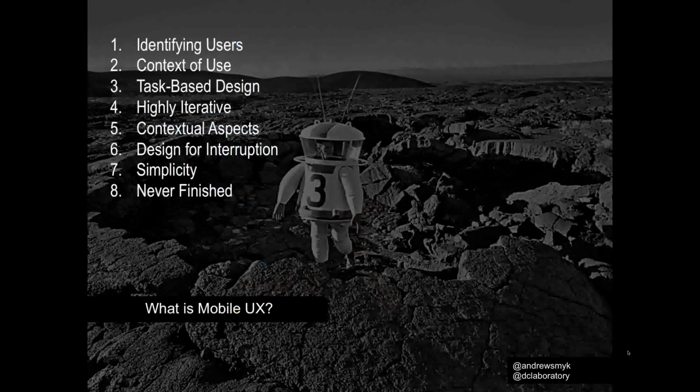So part of what mobile UX is: we need to identify who the users are, whether we're building something for web or native. We have to understand the context of use, and we have to start thinking in task-based design. So it's not just presenting information. How are the users going to access that information, and what tasks do we want them to perform within the form factor of the device? It's highly iterative, so we constantly need to be thinking and rethinking how we're going to present content and our interface to the users. We also have to think about contextual aspects of the device or the information.